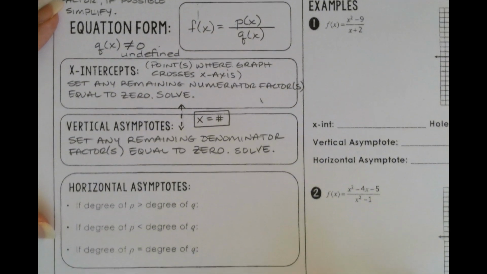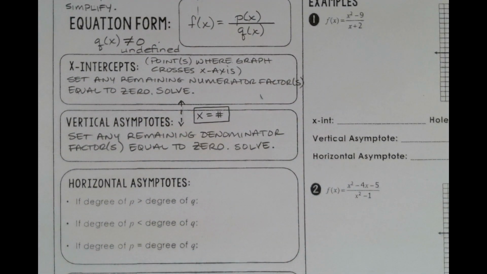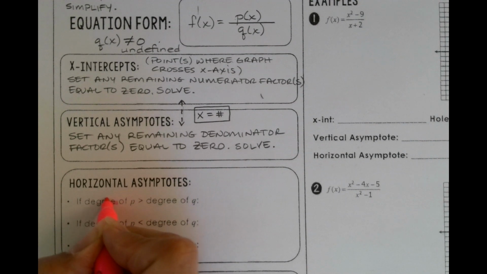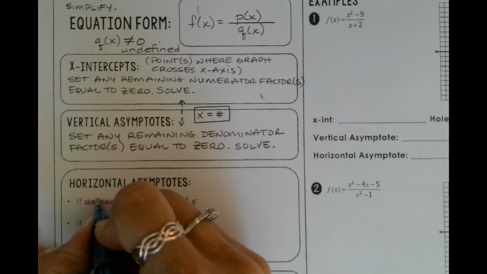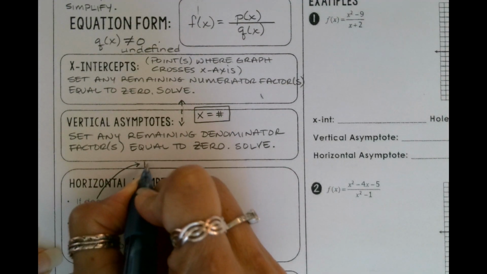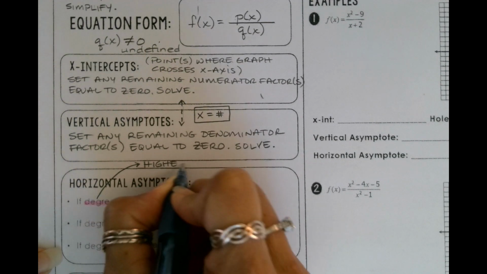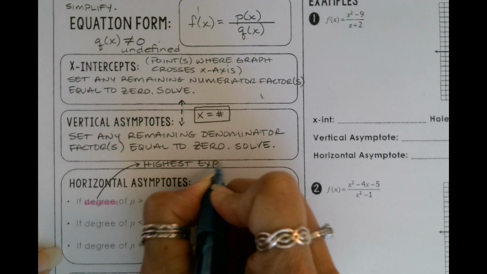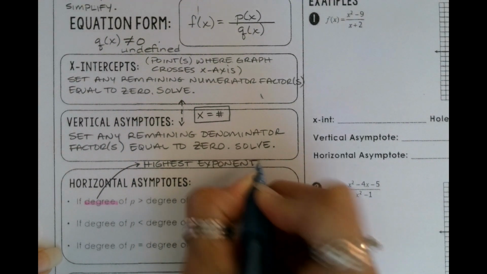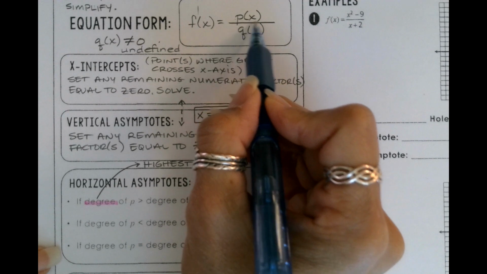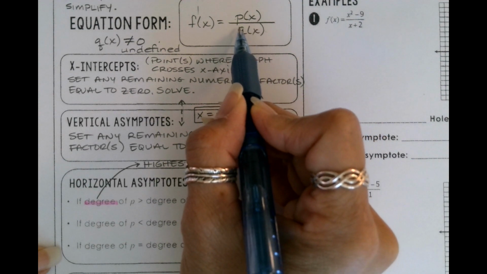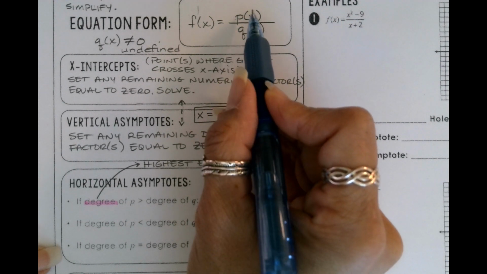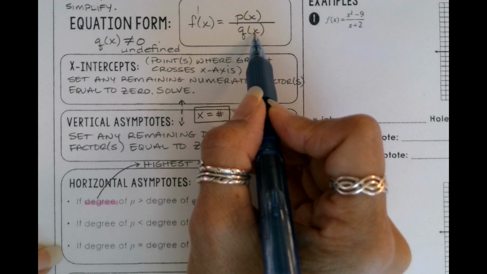Horizontal asymptotes require you to focus on the degree. Okay? The degree. Now, if you have forgotten what the word degree stands for or represents, the reminder is that it is the highest exponent of your polynomial. Okay, so you would look to your p of x numerator value, look to the highest exponent to find the leading term, and look to the highest exponent of the denominator as well. So you're going to compare the degree of the numerator and the degree of the denominator.